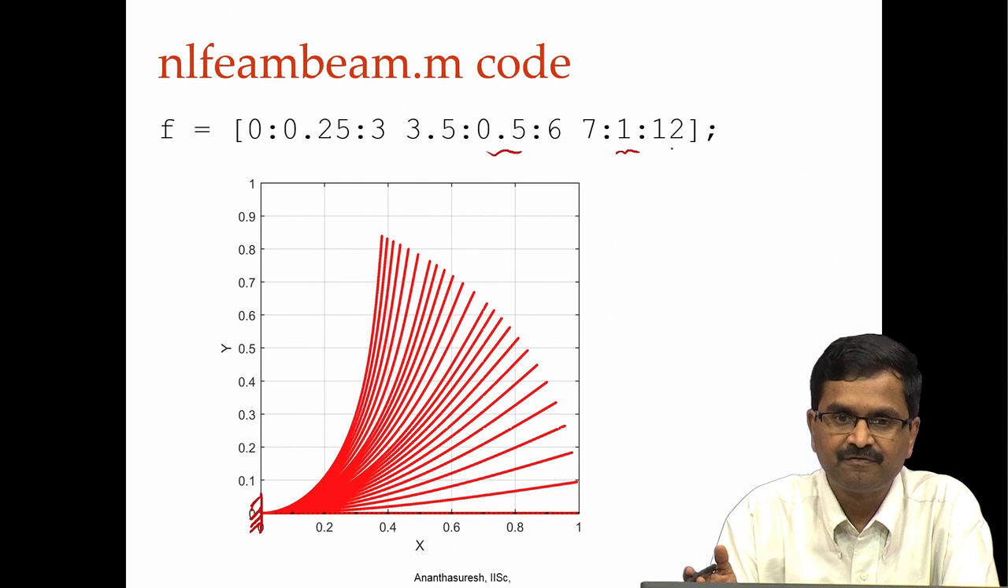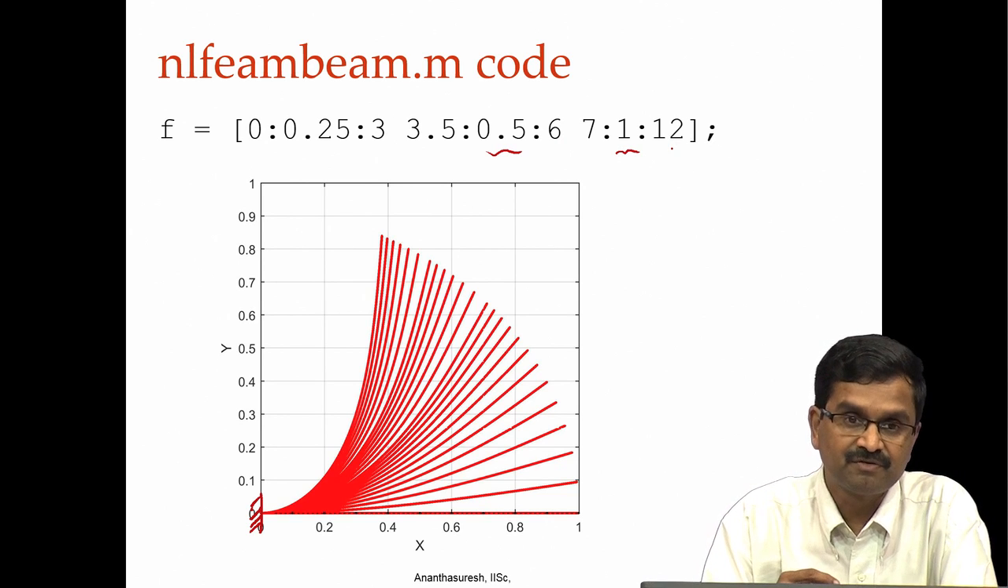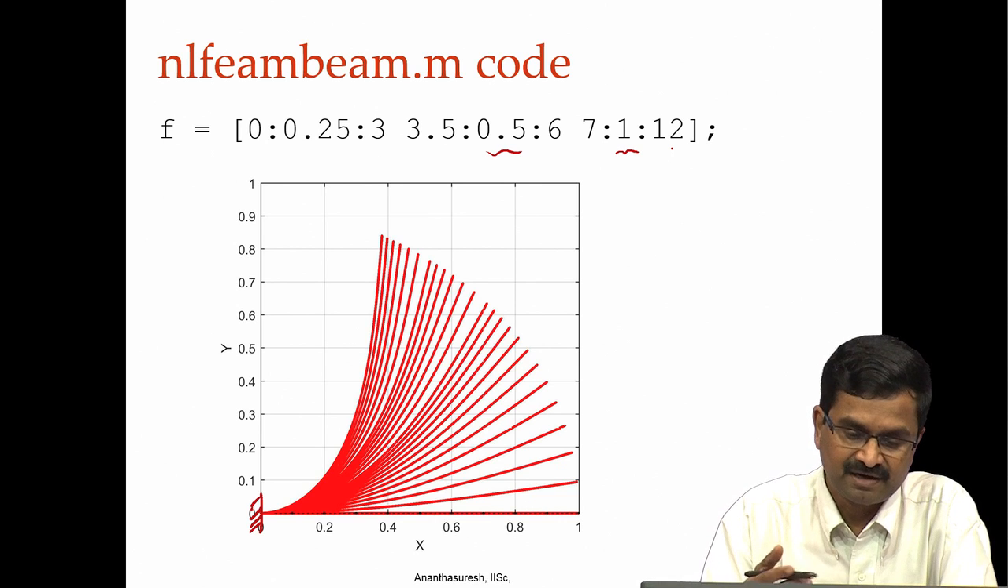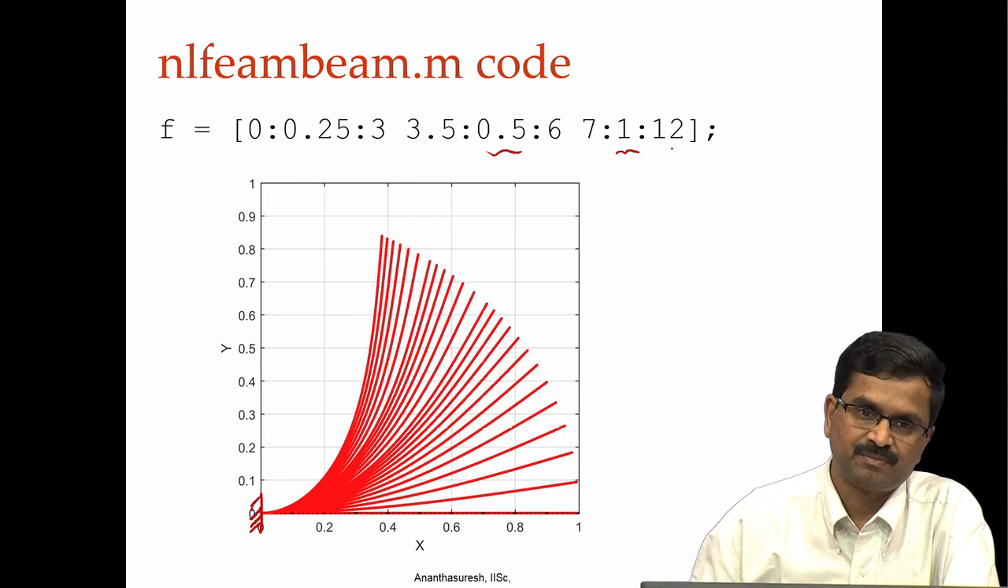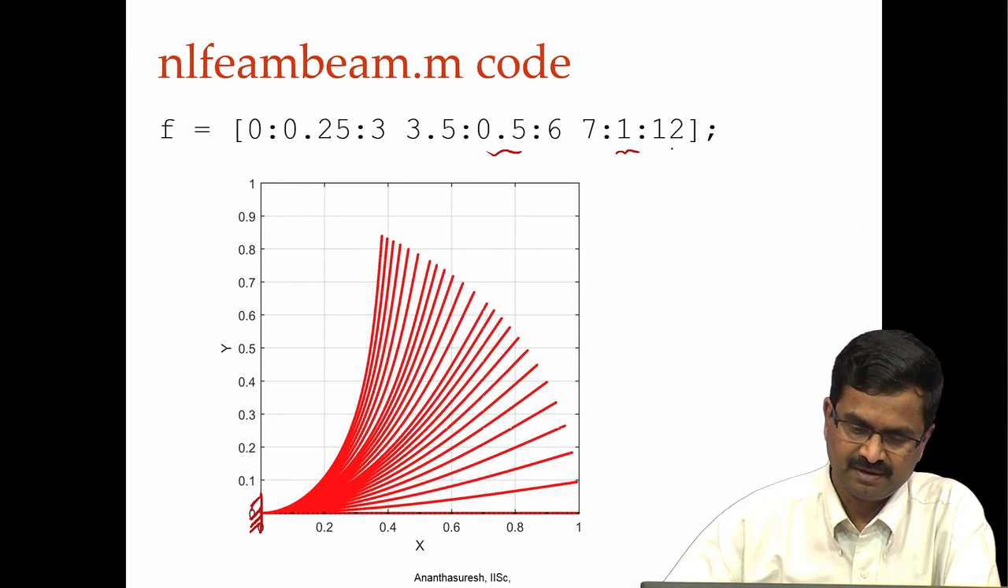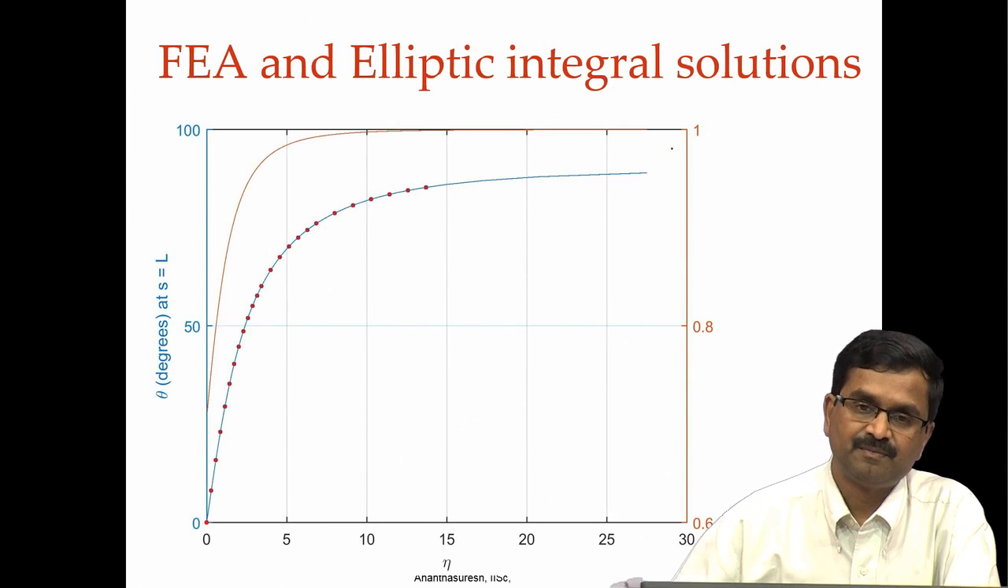Beyond about 14 or 15, this fails to converge because there will be some kind of instability in the equations of the beam and the finite element analysis does not converge. However, as you will see, the elliptic integral solution has no problem in converging. This is with the finite element code.